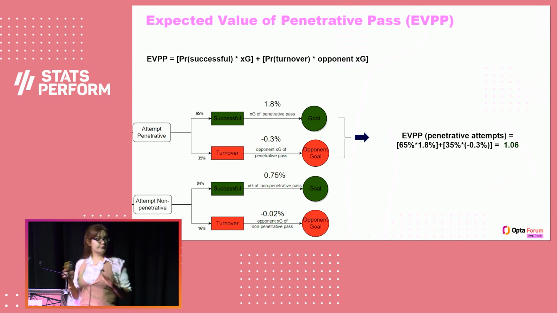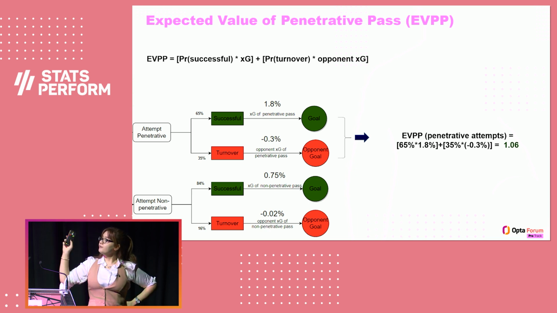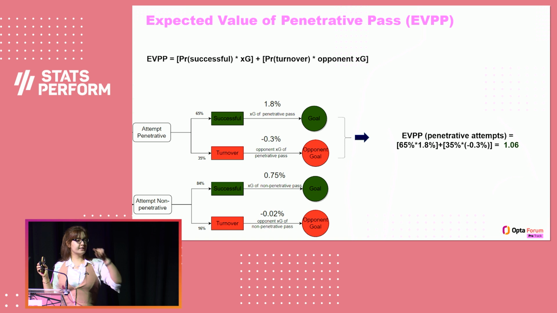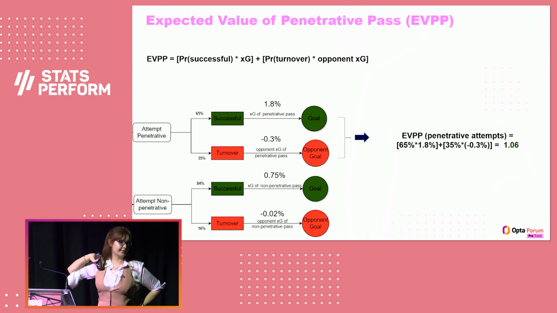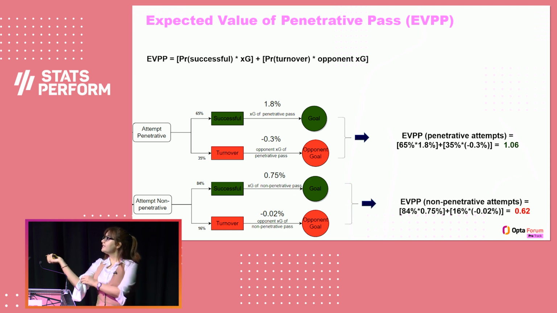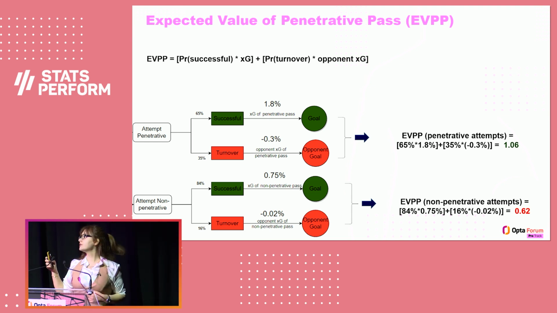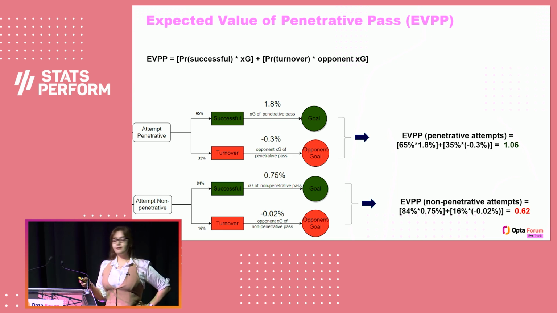And if you see the average of all the data that we had in the data set, the EVPP, or expected value of penetrative pass, for the penetrative attempts was 1.06. It means that out of 100 penetrative pass attempts on average, 1.06 goals will be considered, regardless of the outcome of the action, whether it's successful or a turnover. On the other side, for the non-penetrative attempts that you can see in the bottom, the EVPP is 0.62, which is almost half of the penetrative attempts. So these are the total statistics that we got from the data set.